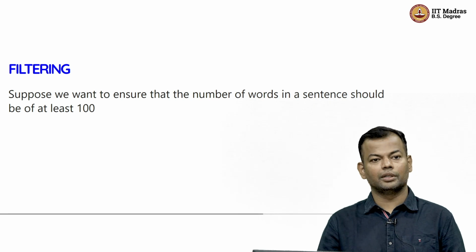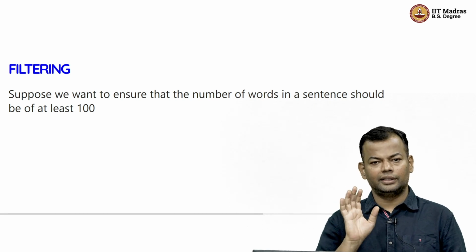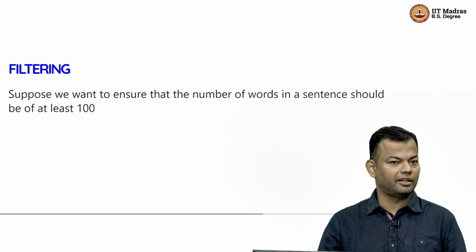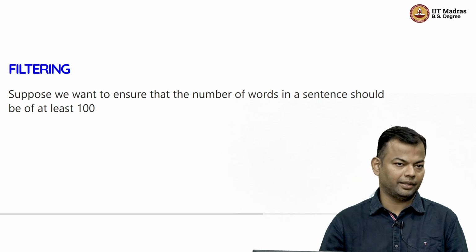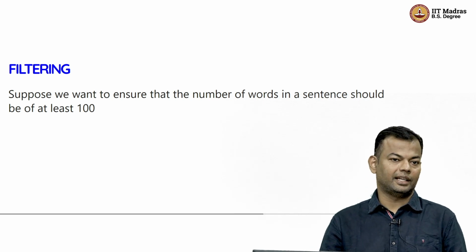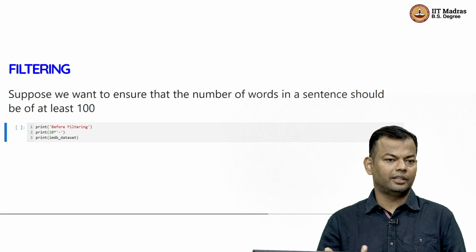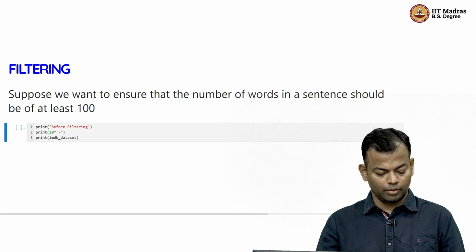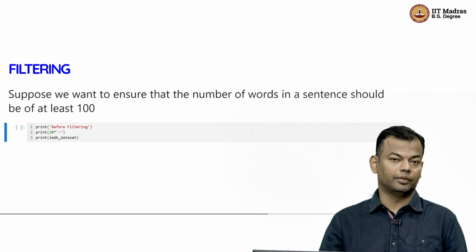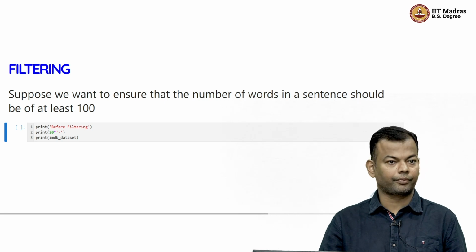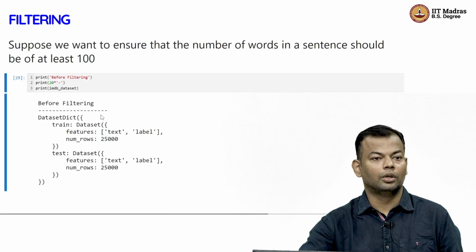In this case, I am taking the example that the text should have at least 100 words, otherwise it's not useful for me. Suppose that's the assumption that I have. Or I may just want to count the number of samples which have more than 100 words. Now before filtering, this is what the DatasetDict looks like.